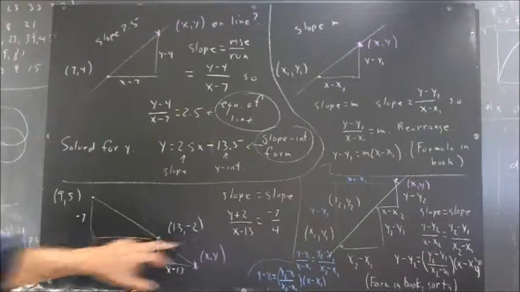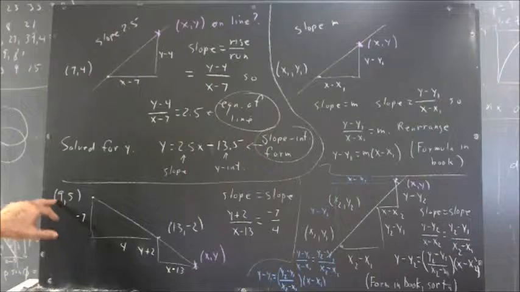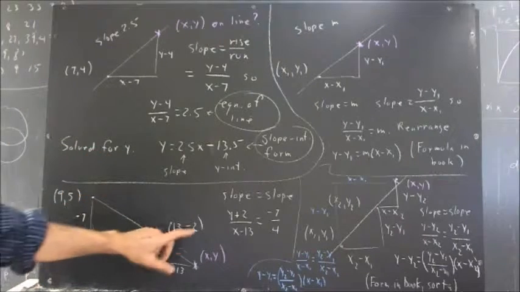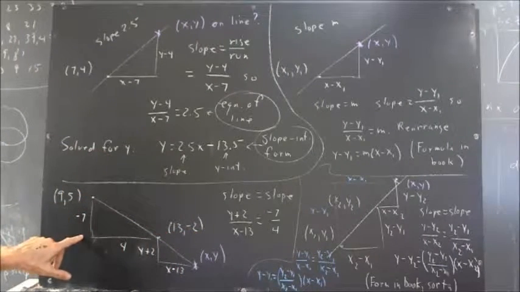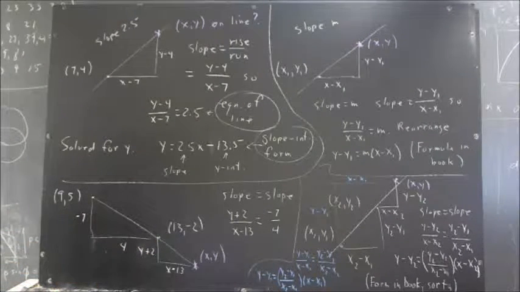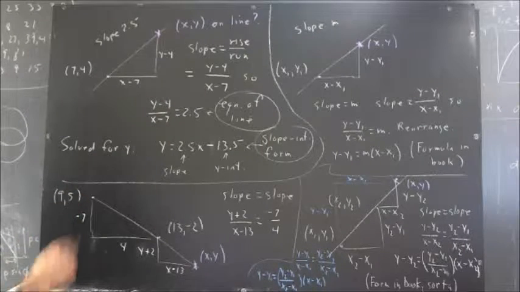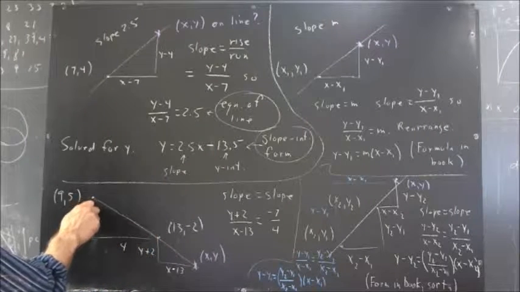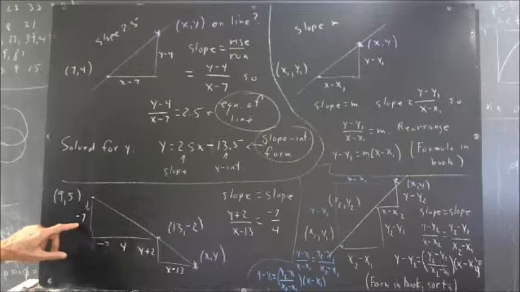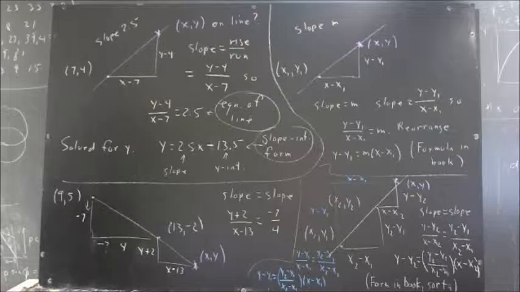The difference of the y-coordinates is negative 7. And 9 minus 13 is 4. Sorry, wait a minute. No, I'm getting that backwards. Negative 2 minus 5 is negative 7, and 13 minus 9 is 4. So the rise is negative 7 and the run is 4, assuming we are going from this point to this point. So if we're going from here down to here, if we're following this path along the legs of the triangle, then our rise and run are negative 7 and 4 respectively.